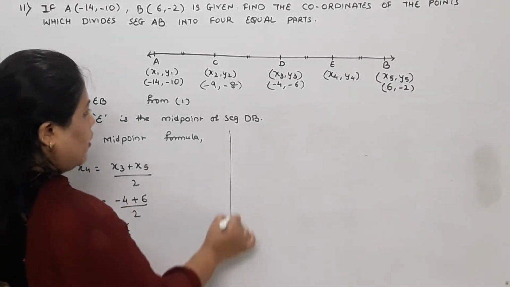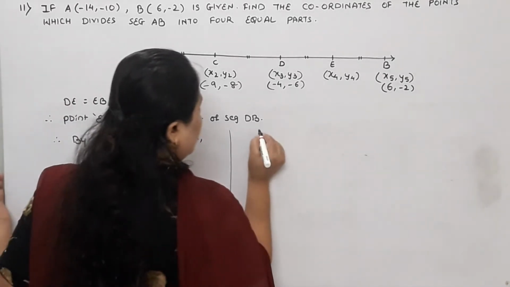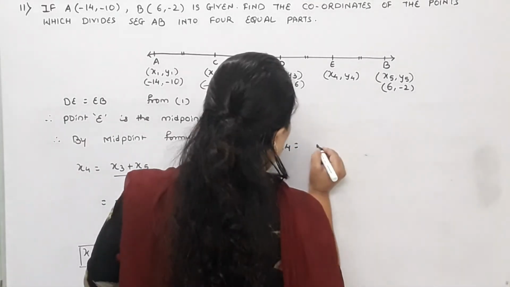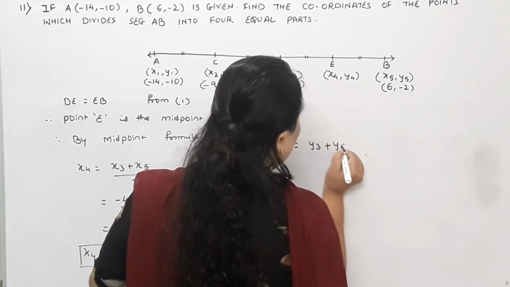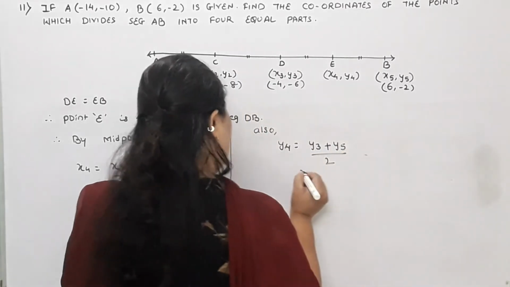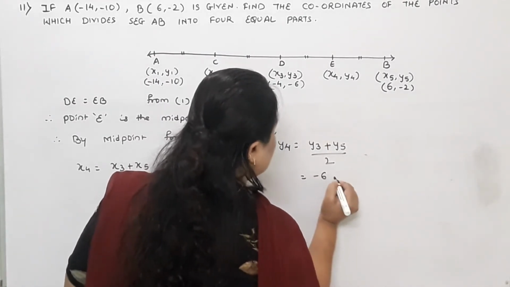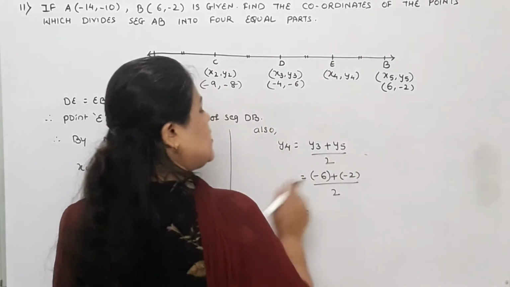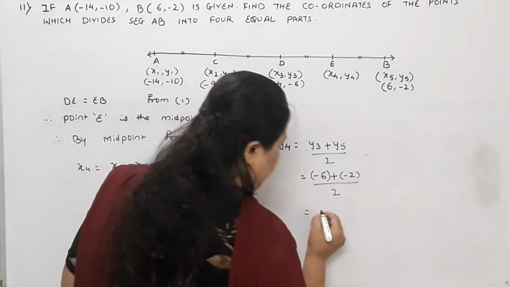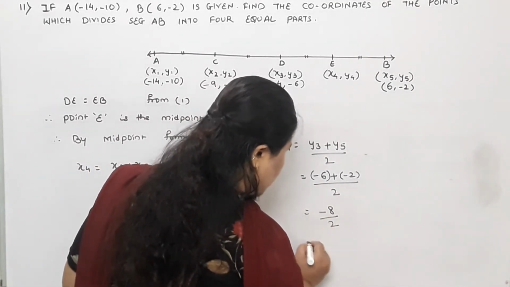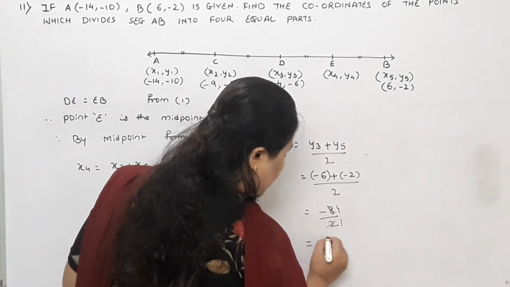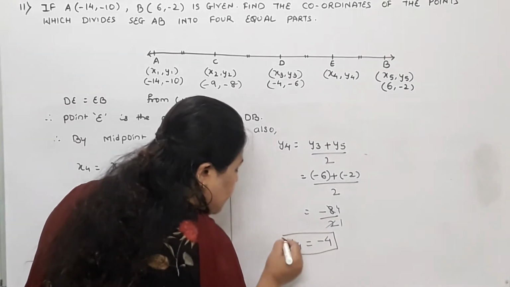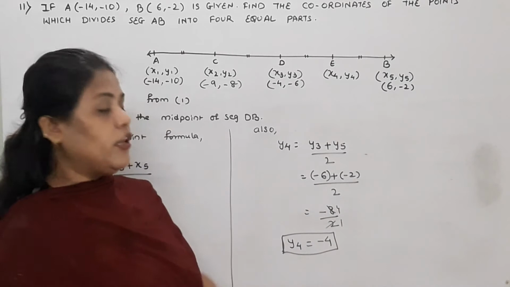Now, we will solve for the y coordinate. Also, y4 equals y3 plus y5 upon 2. So, it will be minus 6 plus minus 2 upon 2. Minus 6 minus 2 will be minus 8. So, minus 8 upon 2 is equal to, 2 fours are 8, so it will be minus 4. So, the value of y4 is minus 4.